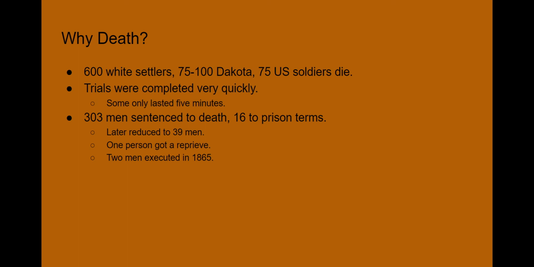that's the case. But anyway, in terms of who died in the conflict, it was mainly white settlers, 600 of them, 75 to 100 Dakota soldiers, and 75 U.S. soldiers died, as well as troops that were being prepared to ship out for the Civil War were actually diverted to help settle this rebellion, as it was termed by the government at this time. It's also known as the Great Sioux Uprising. That's another name for this conflict.